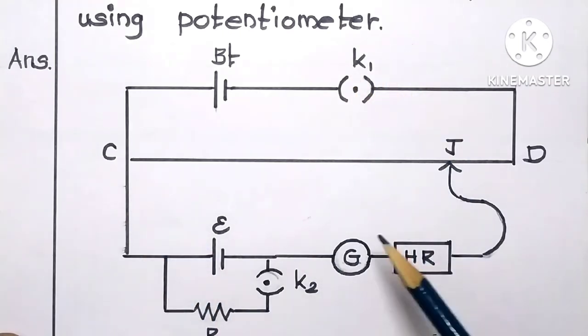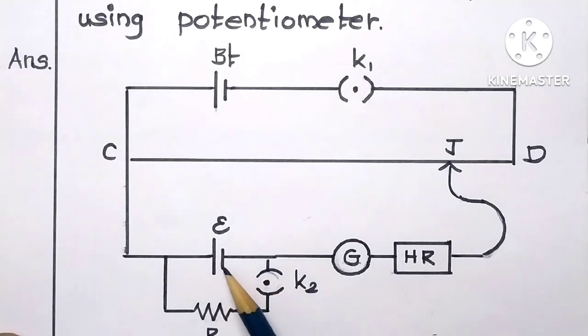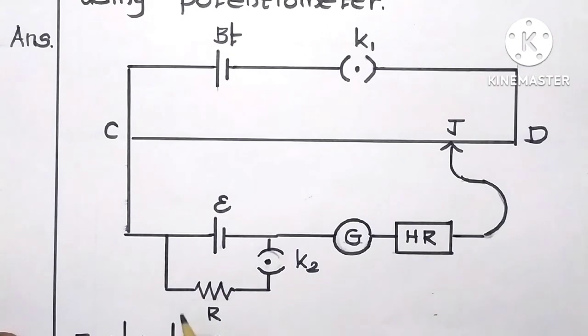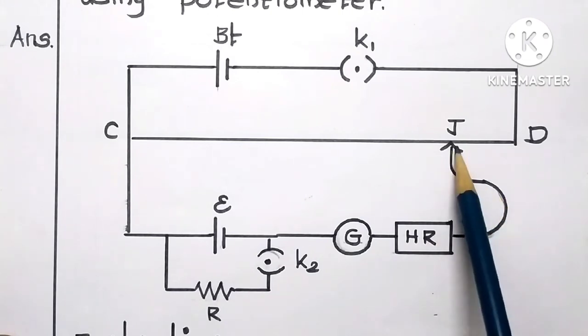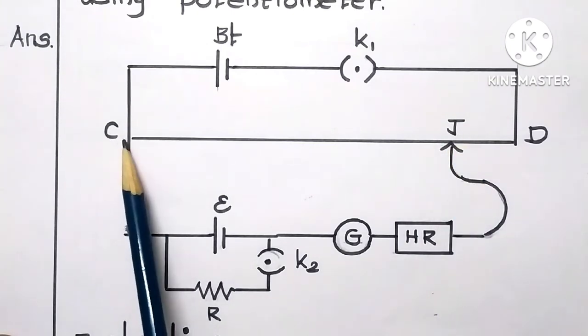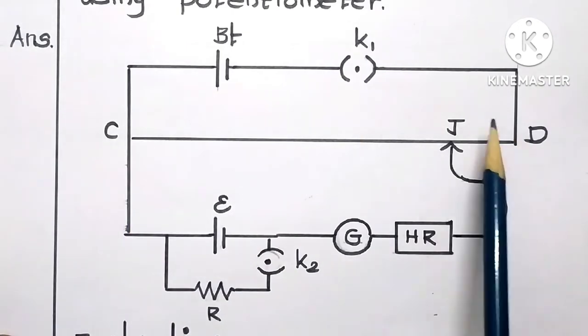And in the secondary circuit, we have a battery and a resistance which is connected parallel to this battery. Again, we have another key named K2 over here, and here comes the galvanometer. Next, we have a high resistance. From there, it is finally connected to a jockey. This jockey is meant for touching the potentiometer wire from C to D.